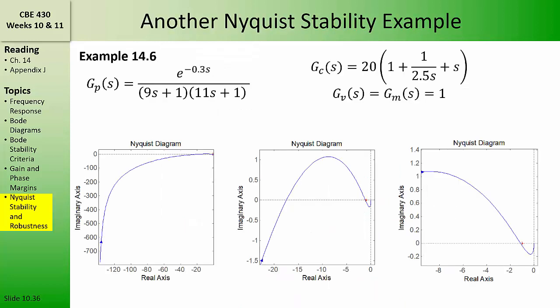Now let's use the same type of Nyquist plot to look at our example from earlier, which failed to be analyzed according to the Bode stability criterion because it had three critical frequencies.